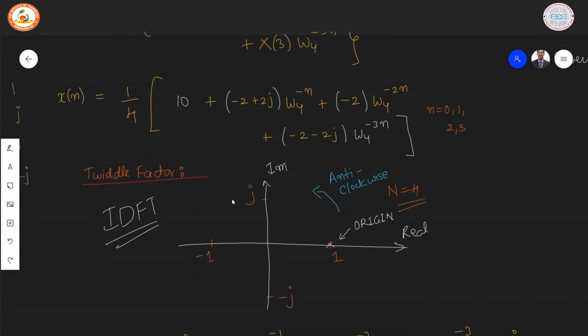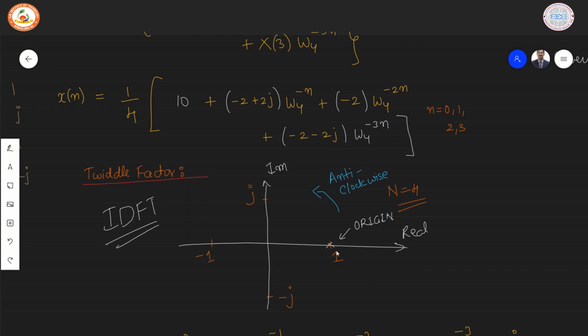We know the entire complex plane is divided into 4 parts. Again, you start with the reference. So the origin is going to be the point on the real axis, which is on the right, which corresponds to the value 1. And from the origin, this time we will travel in the anti-clockwise direction. See, the power in the case of DFT, for Wn, it was plus, and we travel in a clockwise direction. Here it is minus, so the direction we take is anti-clockwise. So remember that for IDFT, we have to travel in the anti-clockwise direction.